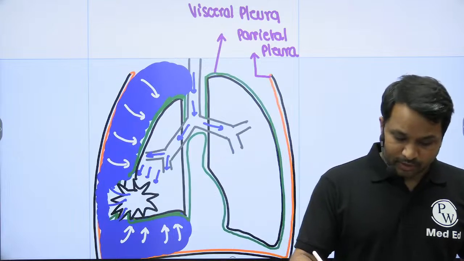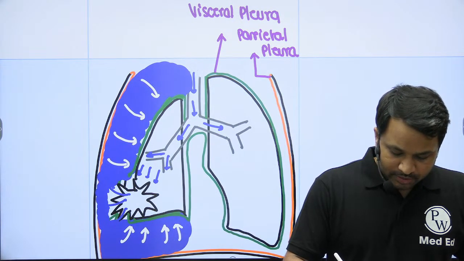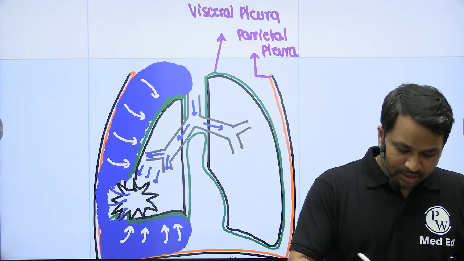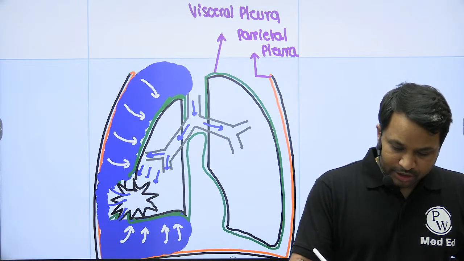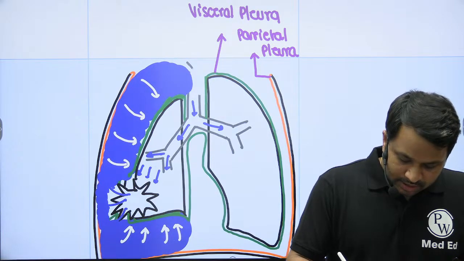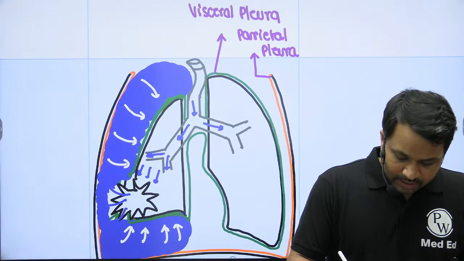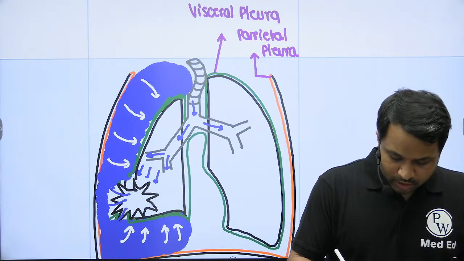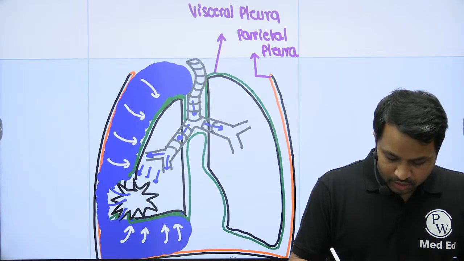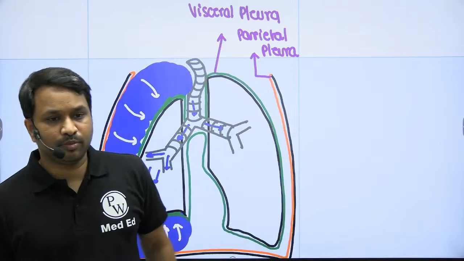Another interesting thing that you will notice is the trachea, which is supposed to be central in position. Under the influence of this tremendous pressure, you now see the trachea is getting deviated to the opposite side. So as the pressure exerts more and more, the trachea is going to get deviated to the opposite side.